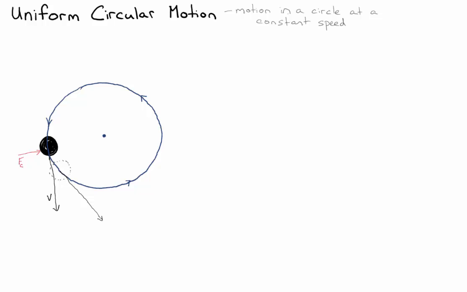A force directed towards the centre of the motion, towards the centre of the circle, needs to be applied in order to get that object to move in a circle. And that's always the case. Circular motion requires a force directed towards the centre of the circle. And another way of saying that is the force is essentially always going to be perpendicular to the direction of motion.